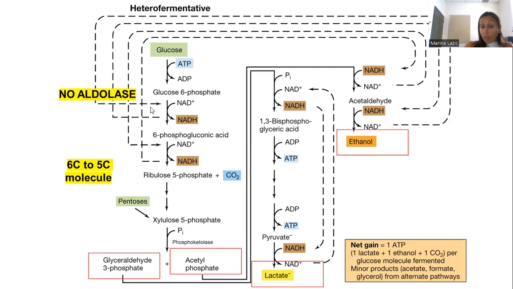In heterofermentation, there are multiple products, not only lactate or ethanol. The difference is that there will be no aldolase creating two 3-carbon compounds. So the bacteria has to take another pathway. It goes from 6 carbons to 5 carbons, and then it is split into one 3-carbon molecule and one 2-carbon molecule. Both of them go through slightly different processes, one resulting in lactate, the other in ethanol, but you will also have carbon dioxide as a byproduct.